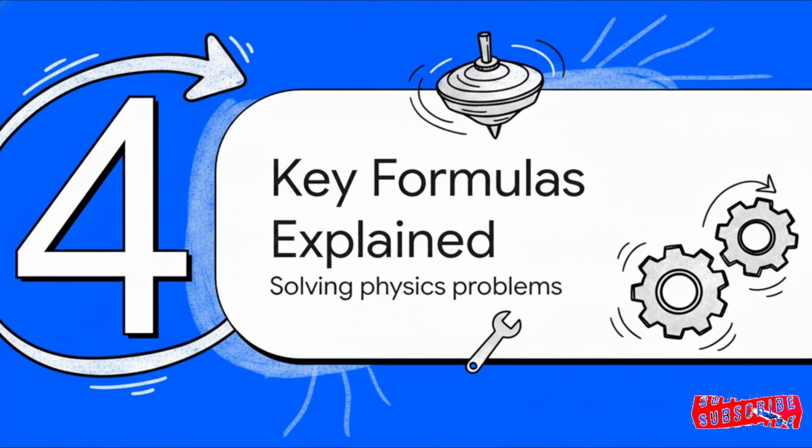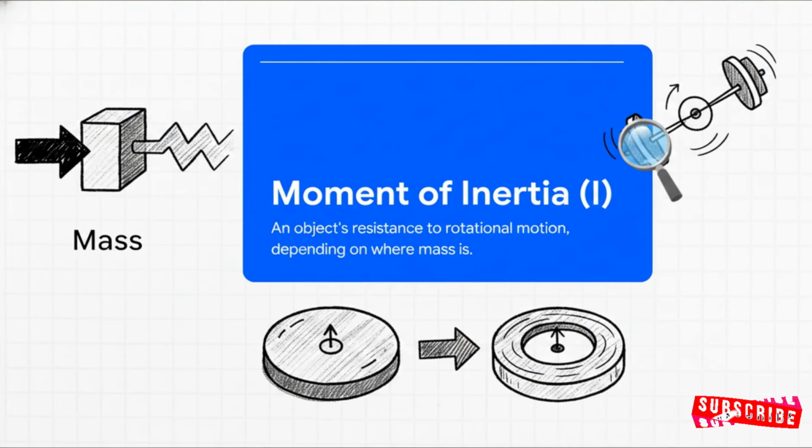The crucial takeaway here is understanding those translated variables. So let's break down the 3 absolutely most important rotational formulas you're going to need. First up, the rotational twin to mass, the moment of inertia, represented by a capital I.